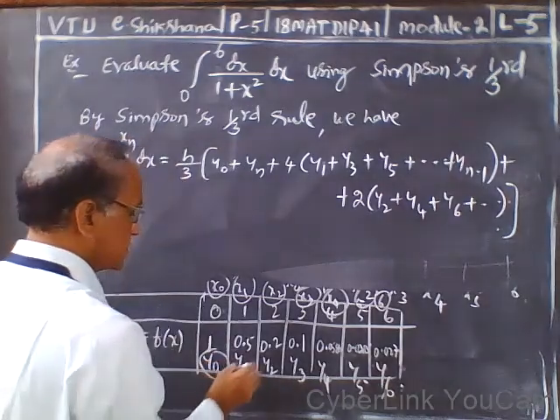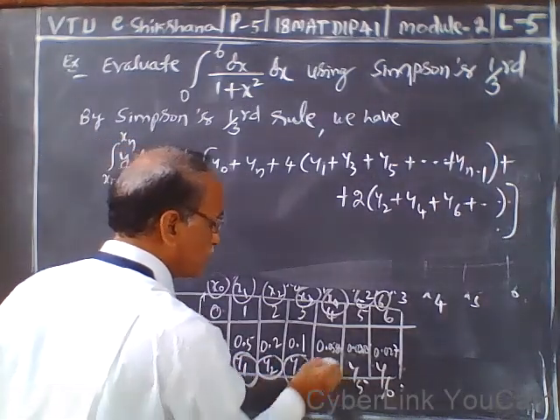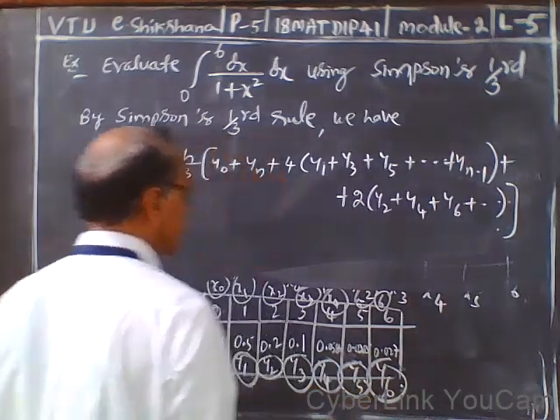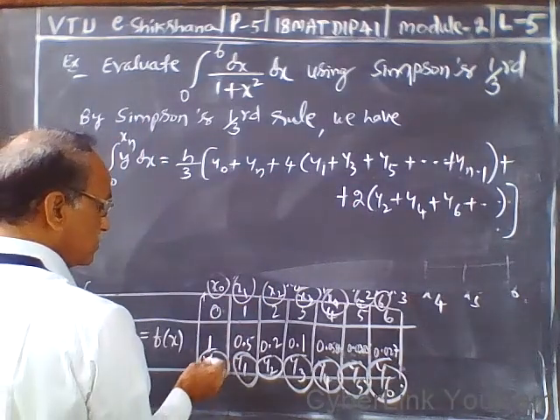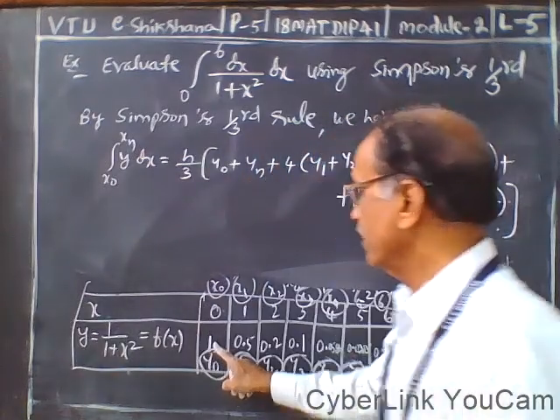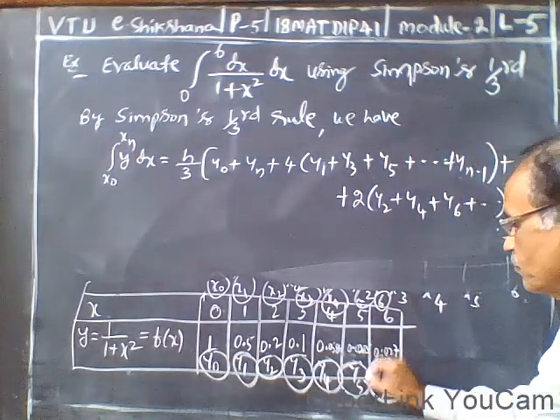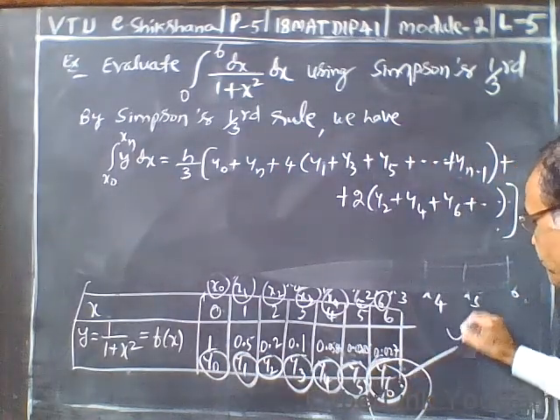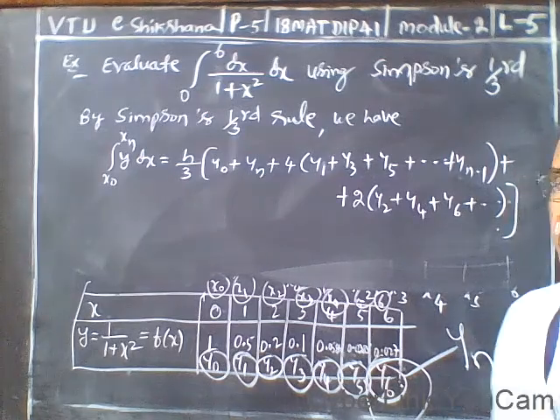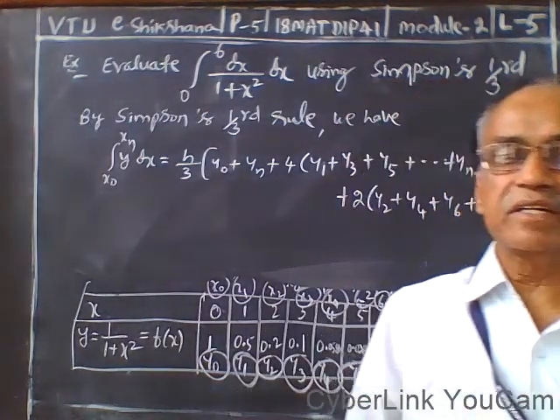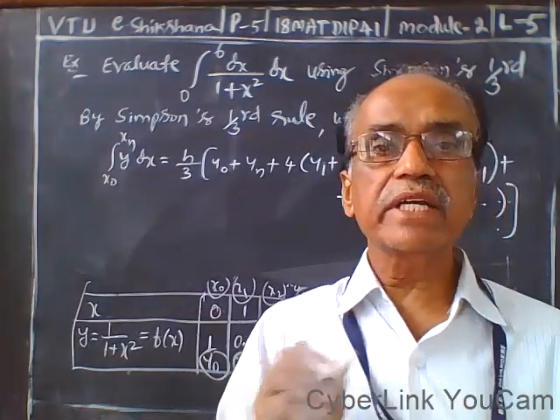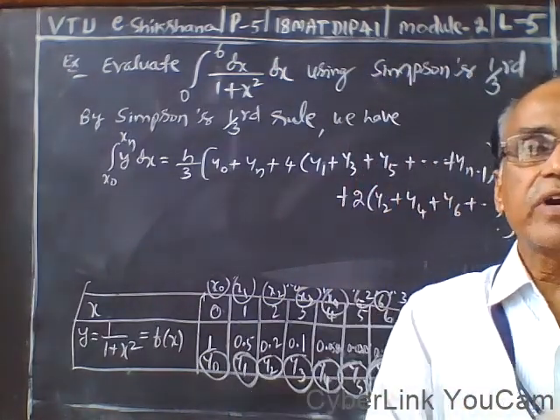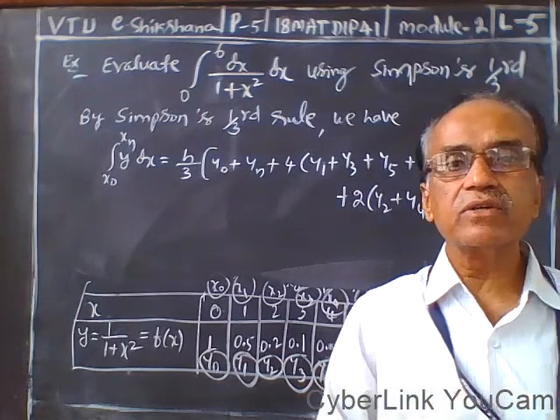Now this is y0, this is y1, y2, y3, y4, y5 and then y6. Accordingly you choose this. So y0 is the first value, and this y6 will always be taken as yn. In this problem it is y6, but in any problem, the last value in the table you have to take as the last value of y. Last value of y is yn.